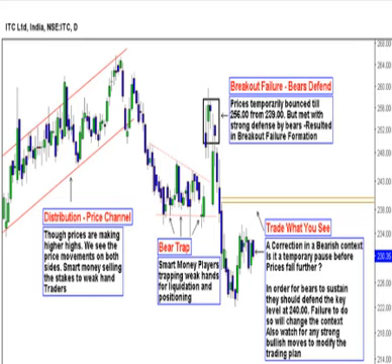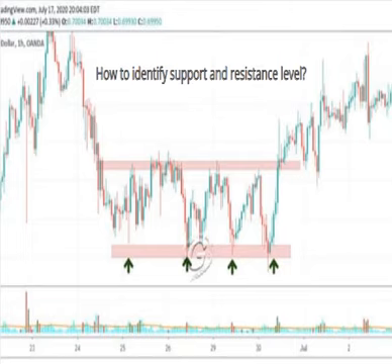Roughly speaking, the level line is built on two peak points on the graph. The support line is drawn on the price low points, the resistance line at maximum points. So, how to identify support and resistance levels? There are a few ways to identify support and resistance.